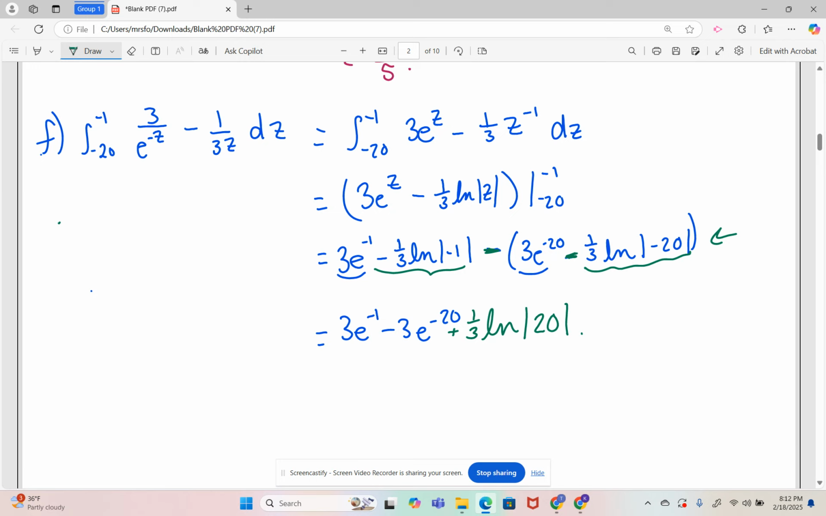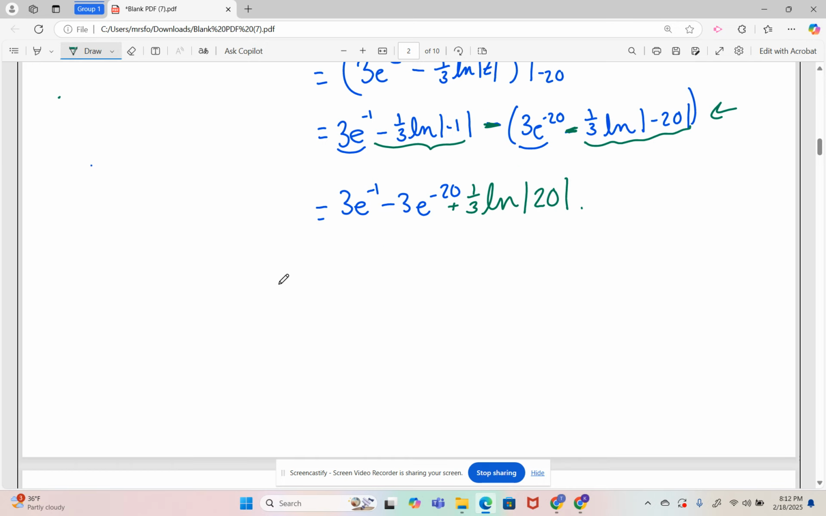So let's do one more. And then I'll post your homework. So G. Let's go from negative 2 to 3. We have 5t to the 6 minus 10t plus 1 over t dt.